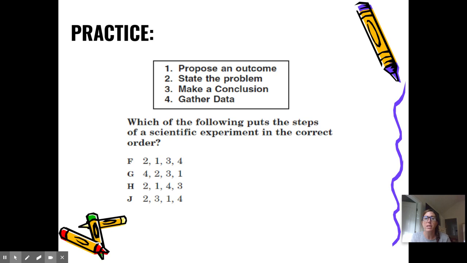Okay, so the correct answer is 2, 1, 4, 3. State the problem, propose an outcome, gather data, and make a conclusion. So 2, 1, 4, 3. The correct answer choice is H.